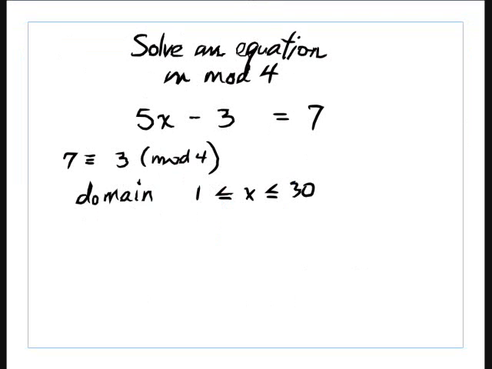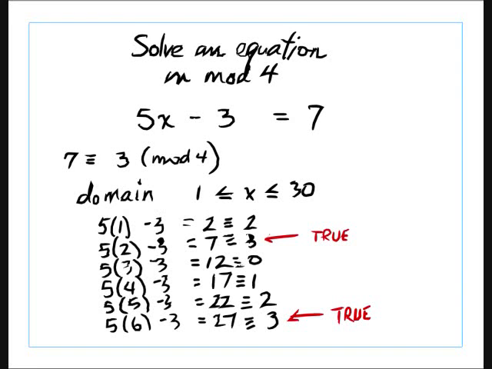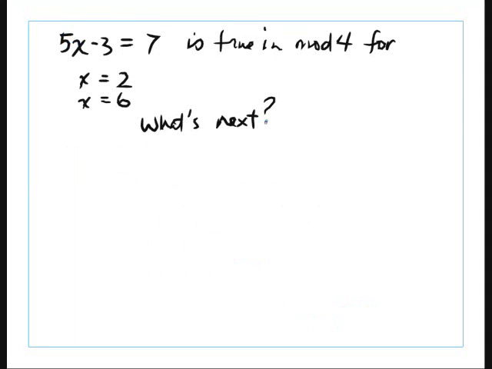Now let's try to solve an equation in mod 4. The equation is 5x minus 3 equals 7. Notice the 7 is congruent to 3 in mod 4, and we're going to hunt in the domain 1 up to 30. Trying out the first 6 numbers in the domain results in 2 of them giving a true statement. 5 times 2 minus 3 equals 7, equivalent to 3, and 5 times 6 minus 3 is 27. Now we found 2 numbers that make the statement true.